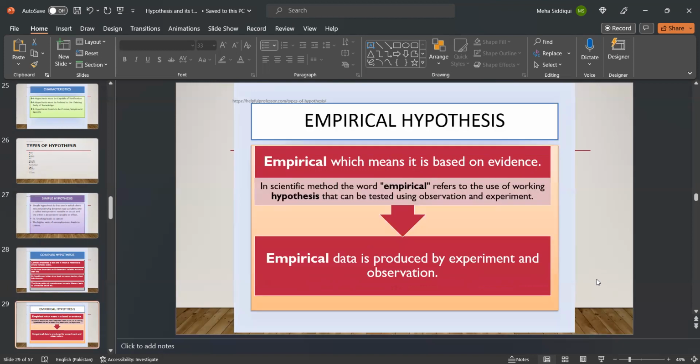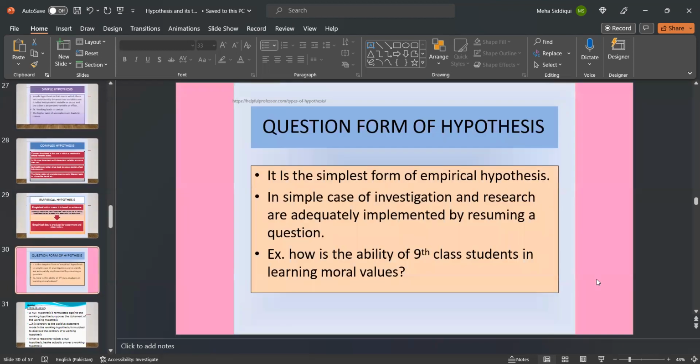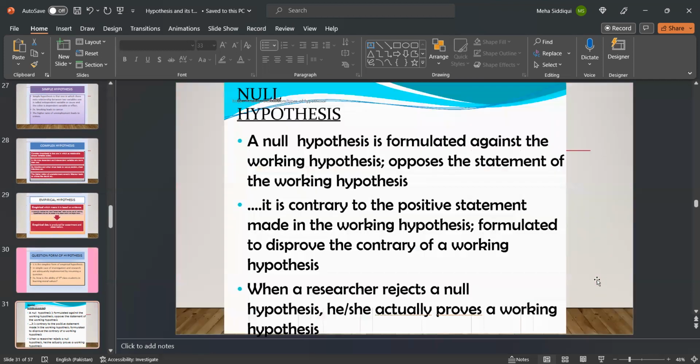Then comes the empirical hypothesis. It means that it is based on evidence. In the scientific world, the word empirical refers to the use of a working hypothesis that can be tested using observation and experiment. So empirical data is produced by experiment and observation. Question form of hypothesis. It is the simplest form of empirical hypothesis. In a simple case of investigation, research is adequately implemented by presenting a question. For example, how is the ability of 9th class students in learning moral values?